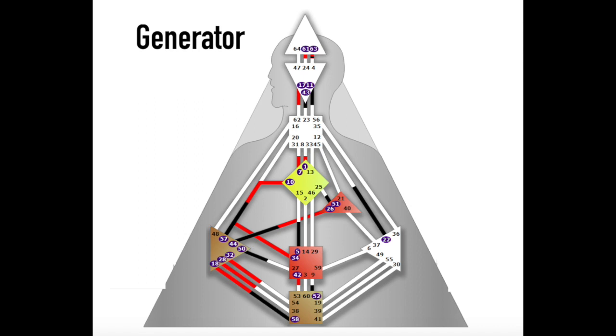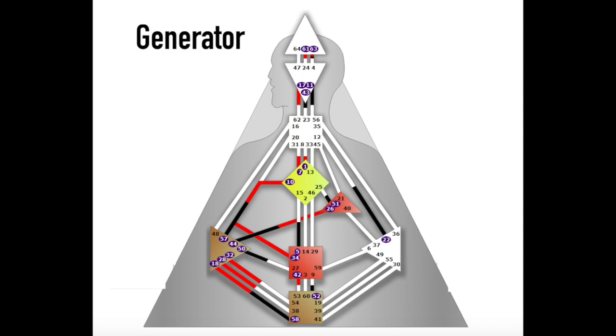Now, the generators are very important because they make up the most amount of people in the world. Generators and manifesting generators make up about 65% of the world's population. So it's key to really understand what the purpose of a generator is. It's most possible that you do have a generator chart. Doesn't mean that you do, but it's most likely.